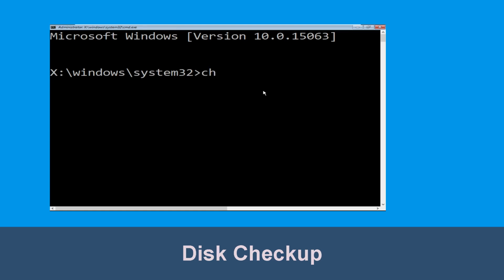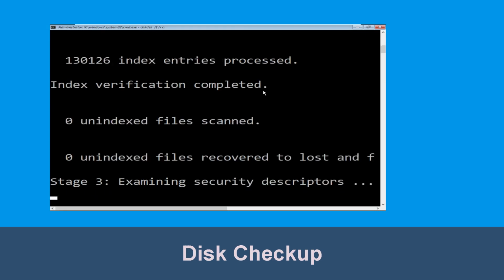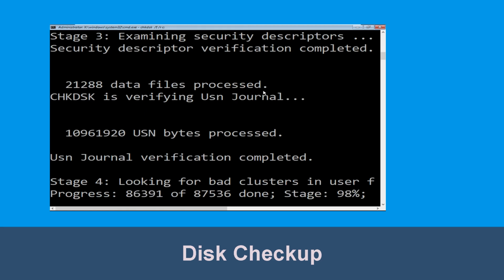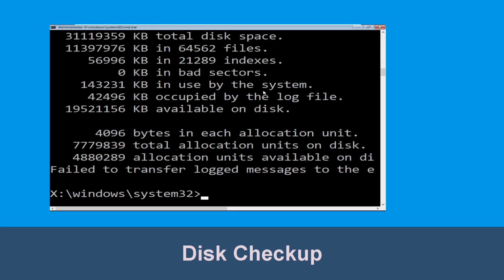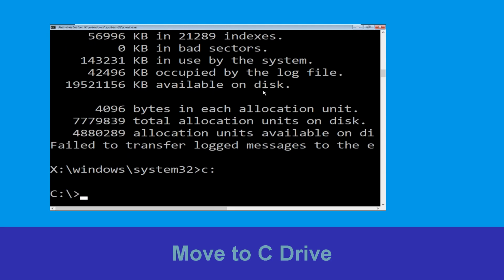Type chkdsk /f /r and hit enter to execute the command. Now wait for some time to complete the process. Once done, move to the next step. Type c: then hit enter.